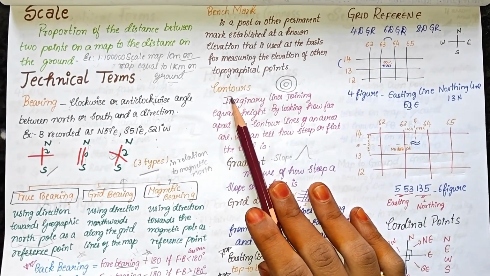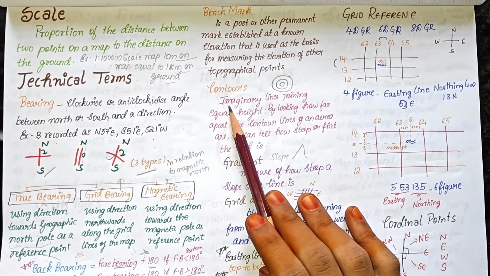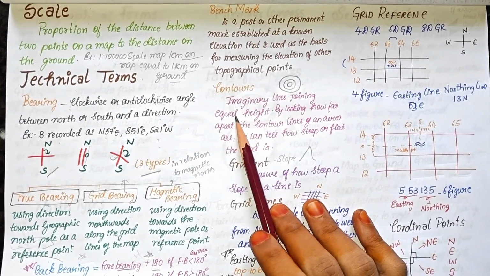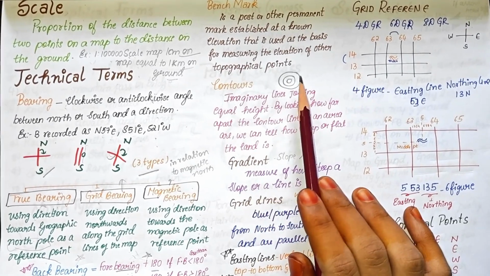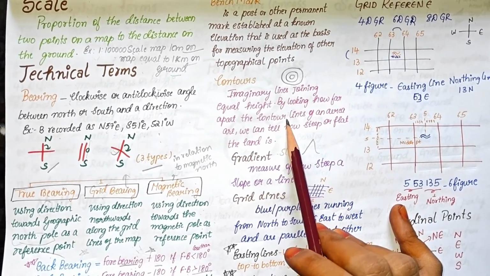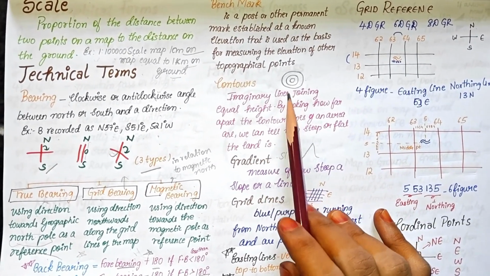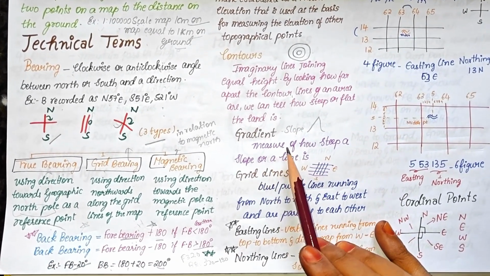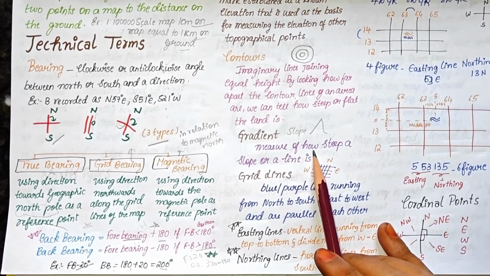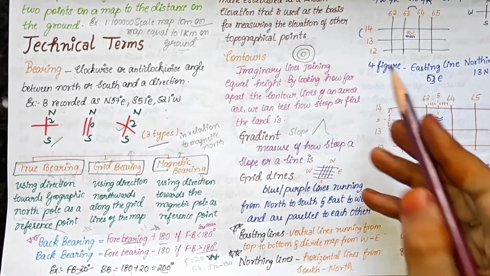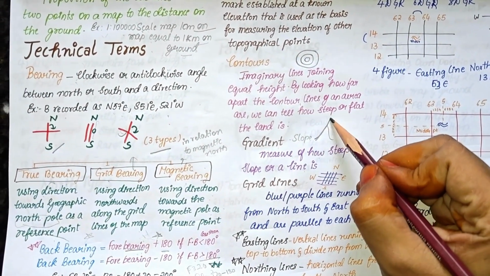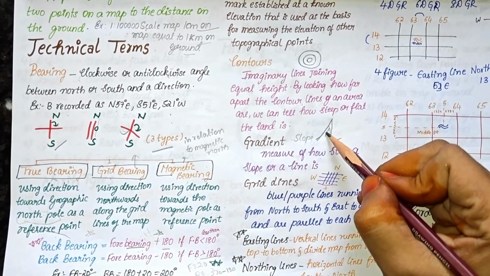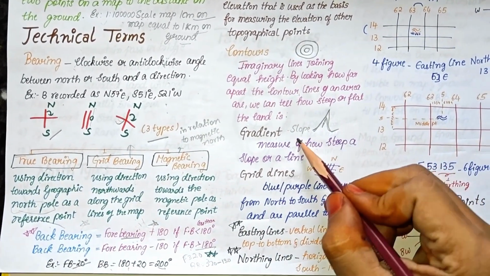So what are contour lines? Contours are imaginary lines joining equal heights. By looking at how far apart the contour lines of an area are, we can tell how steep or flat the land is. So what is a gradient? A measure of how steep a slope or line is. Gradient is like a slope.